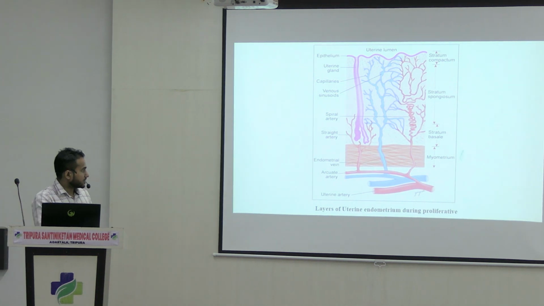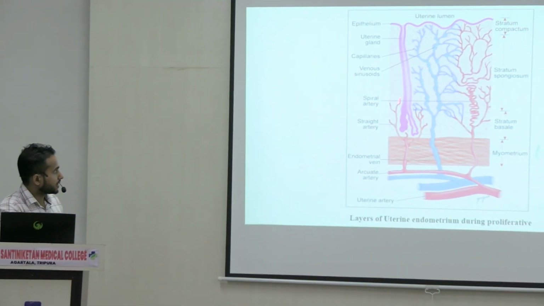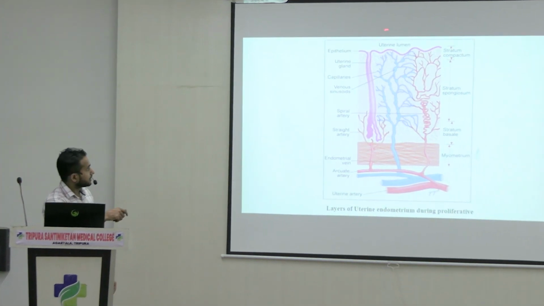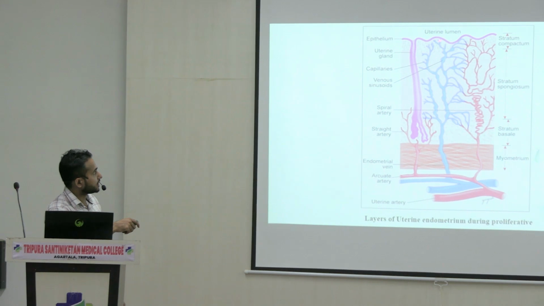Next, here you can see the layers of endometrium during the proliferative stage. So this entire part is the endometrium. Now this is the lining epithelium, which is simple columnar epithelium.